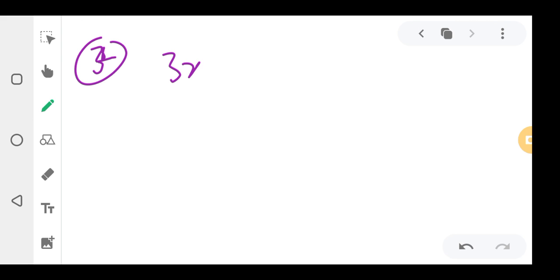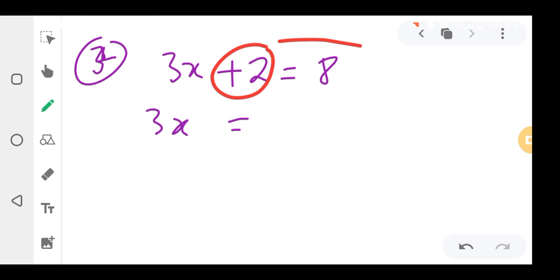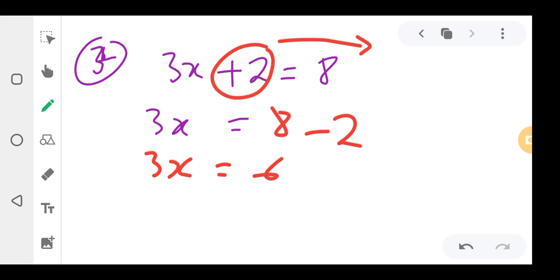Sometimes they can say 3x plus 2 is equal to 8. The same thing. You drop your 3x. Positive 2, when it comes to this side, becomes negative 2. When it crosses, it just changes from one side to another. So 3x is equal to 6.